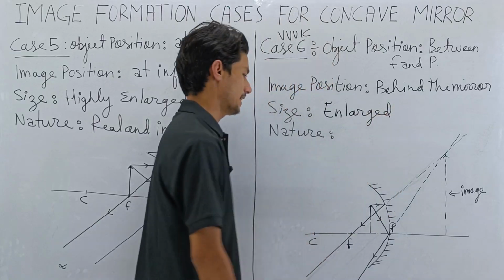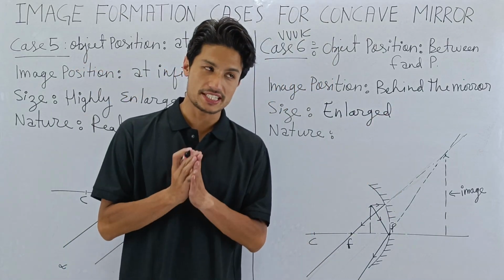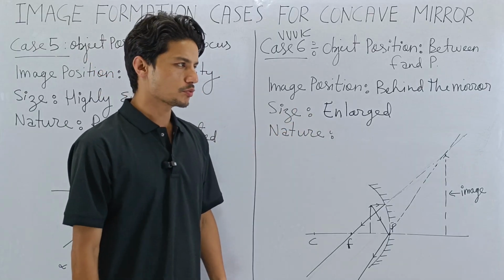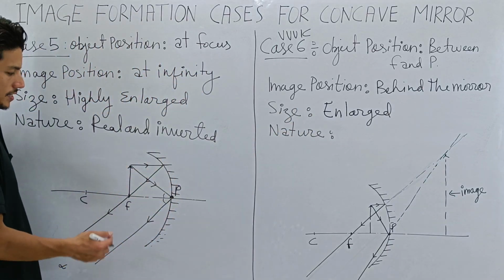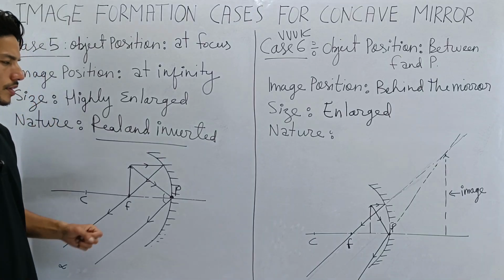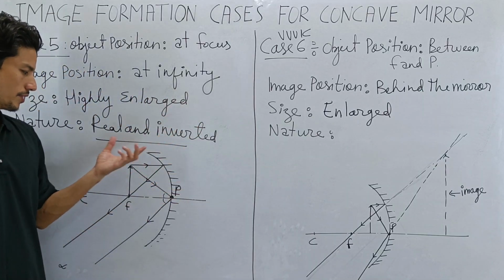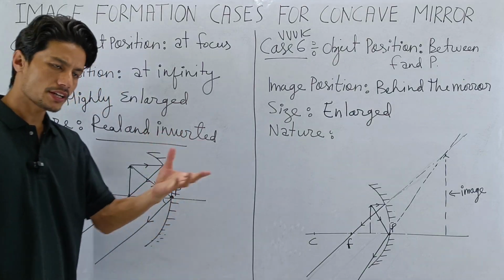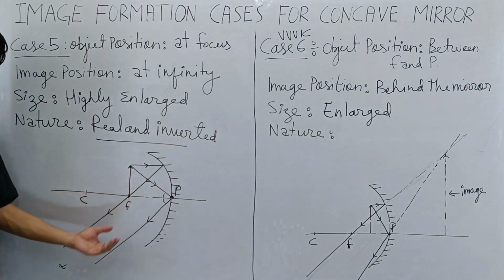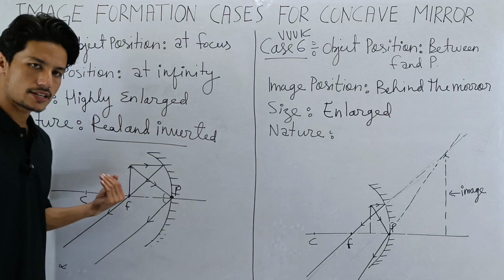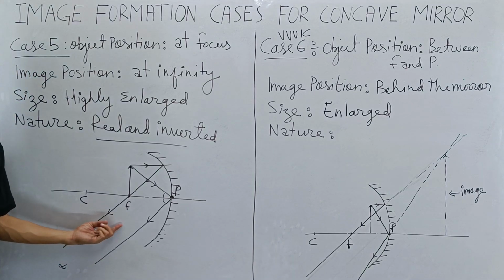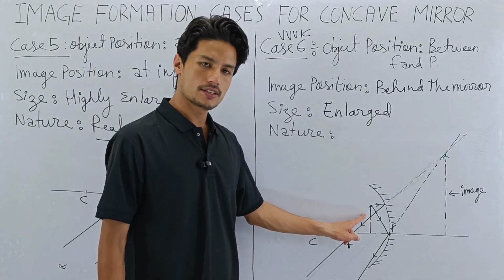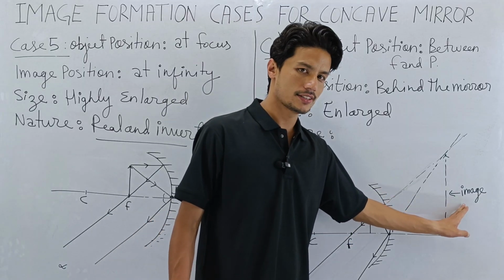And finally, nature. Interesting. At the beginning I told you there will be one case very unique from the other cases. From case 1 to case 5, we have been getting real and inverted images. Remember, in mirrors, real images are formed on the same side as the object. Let's go to case 6. The object is here and the image is on this side.